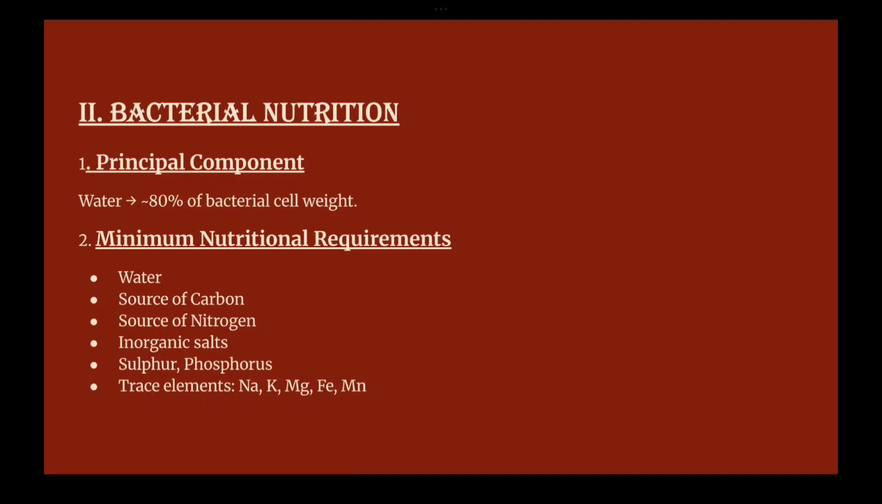Now, the minimum nutritional requirement for a bacterium includes certain components, which are water, sources of carbon, like carbohydrates, glucose, or any of the components of carbon, and a source of nitrogen, inorganic salts, sulfur, phosphorus, and the trace elements such as sodium, potassium, magnesium, iron, or manganese.